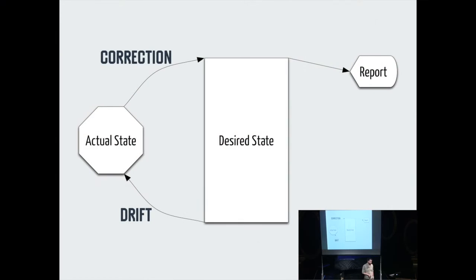So this is a 1,000-foot overview of how Puppet works. You start off by defining your desired state. Every time Puppet runs, it will compare your desired state with the actual state of the machine. And then it's going to calculate the drift between the two. And if it needs to, it's going to make a correction to bring the machine back to your desired state. And at the end of the run, it'll send a report saying if it's done something, if it hasn't done something, if things went well, or if things went wrong.